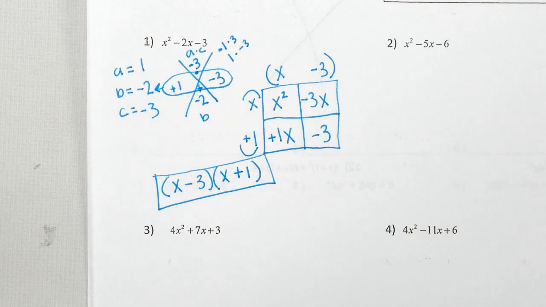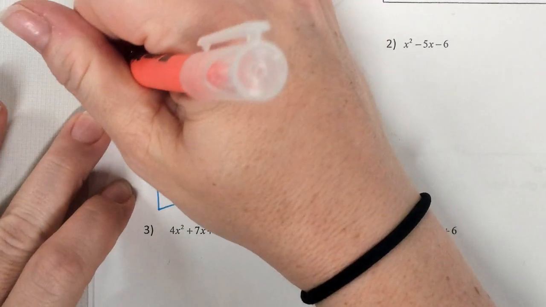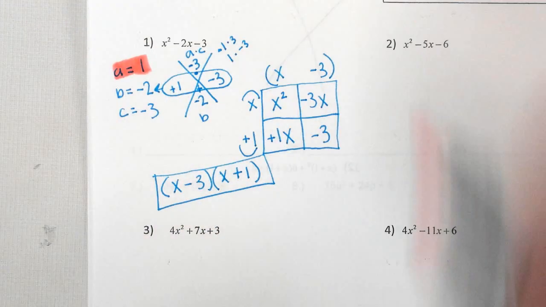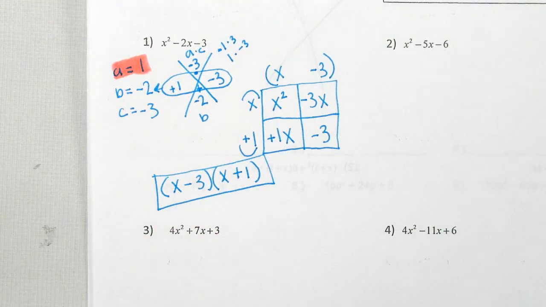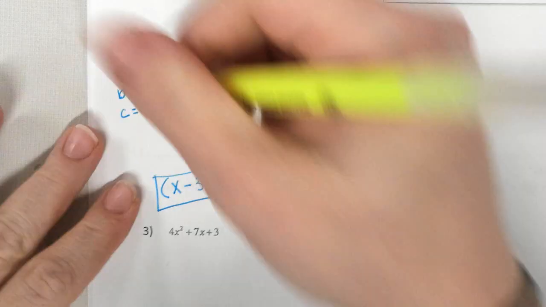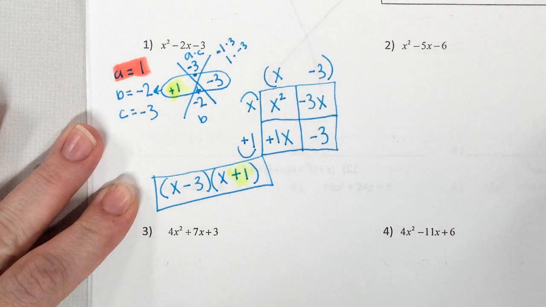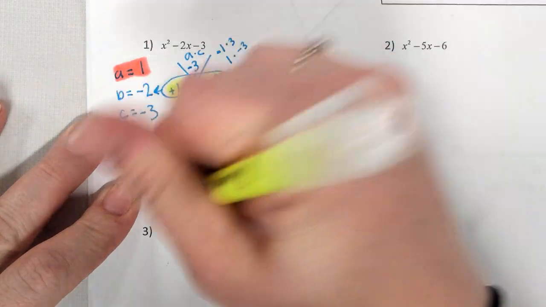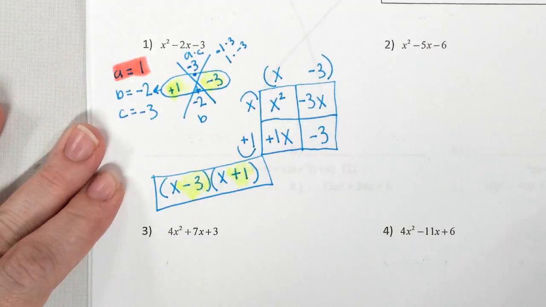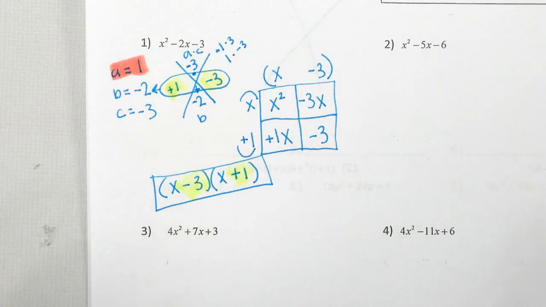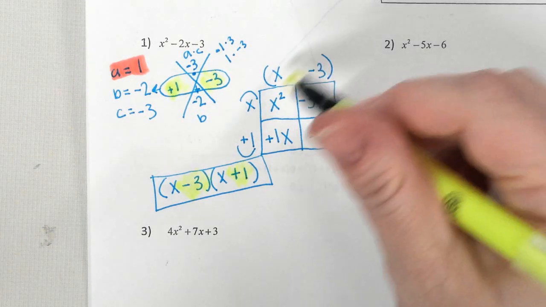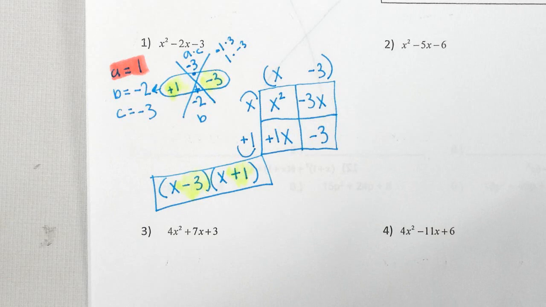However, because A was 1, there's a secret that makes this easier. Do you notice that this is plus 1 and this is just plus 1? And that this is minus 3 and this is just minus 3? Anytime A is 1, that's going to work. So do you have to do the box when A is 1? No. Can you? Sure. You don't have to.